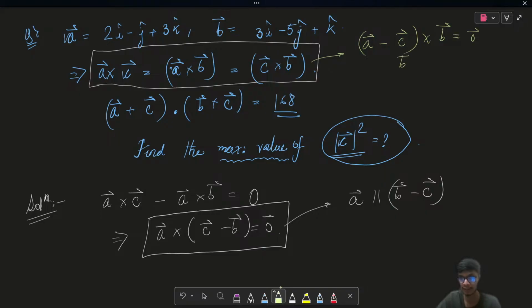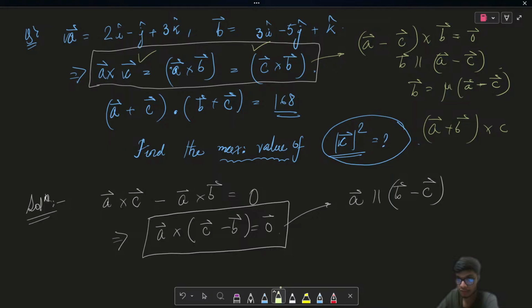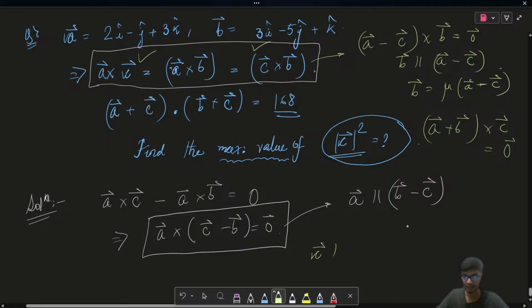So which is again meaning that b vector is parallel to a vector minus c vector, right? So from here I can also represent B vector as some other multiple of A vector minus C vector, right? So combined over here now, if I compare this equation and this part, then I will get a relation that A plus B vector cross C vector is equal to 0 vector, which means that C vector is parallel to A vector plus B vector.